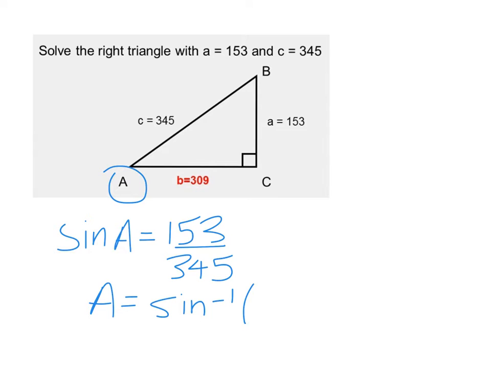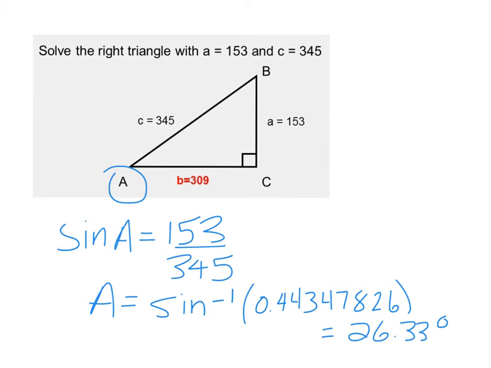And 153 divided by 345 is 0.44347826, which means A is going to have an angle of 26.33 degrees.